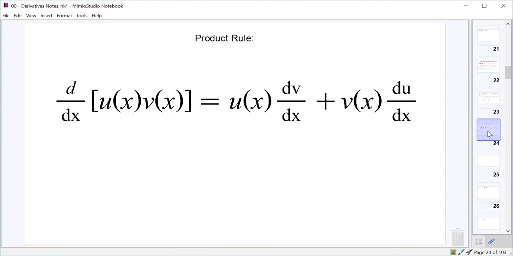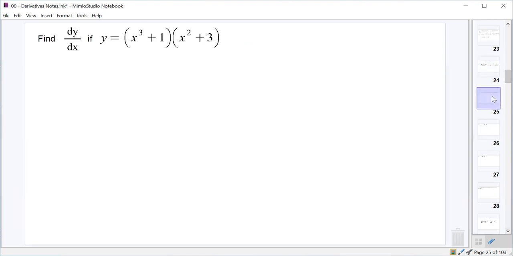And this can be quite useful for us. We're just going to do a couple of basic examples right now because all we're able to do is use the power rule and the product rule. But once we get into some more complicated functions, trig functions and exponential functions and things like that, this is going to be exceptionally useful. So we'll take a look at this one.